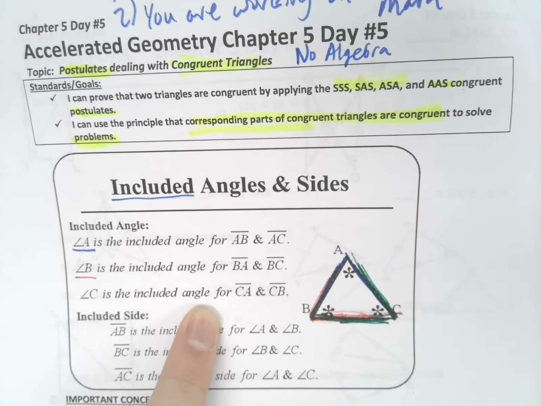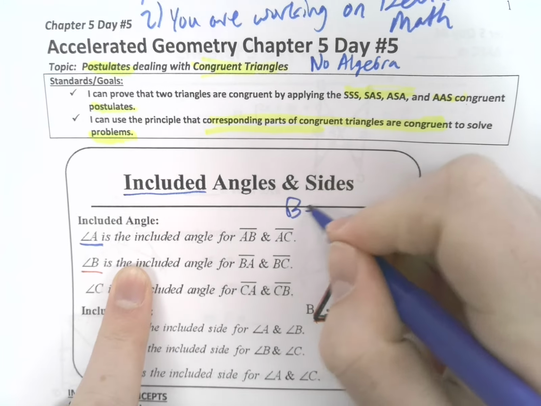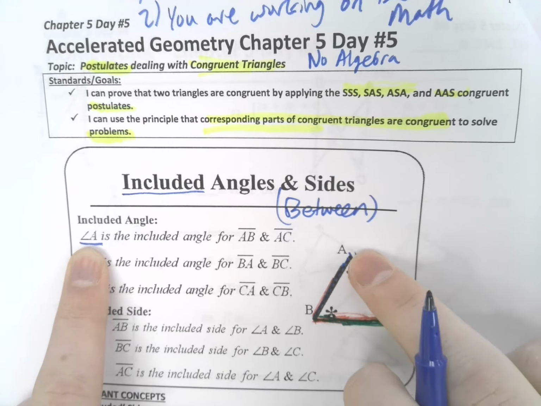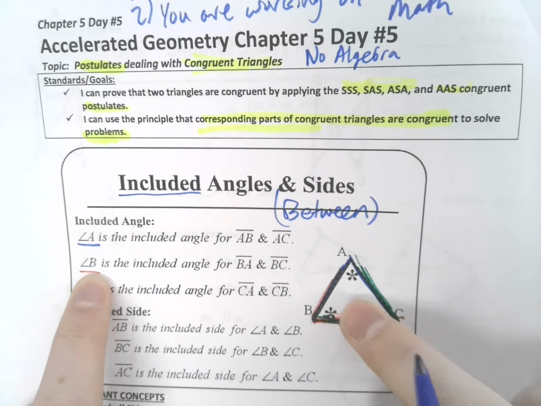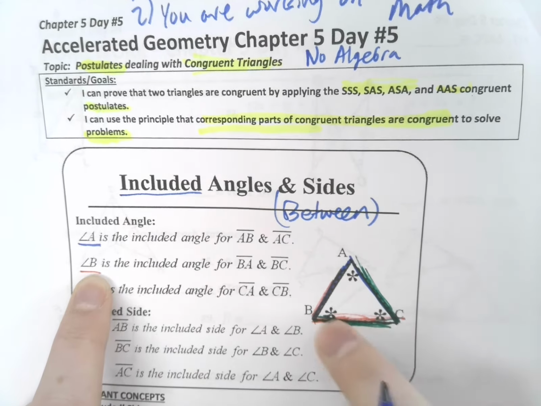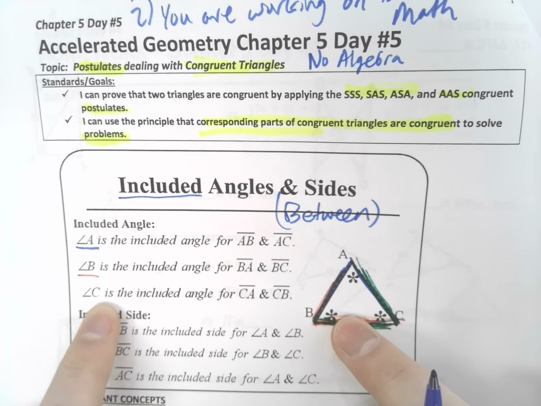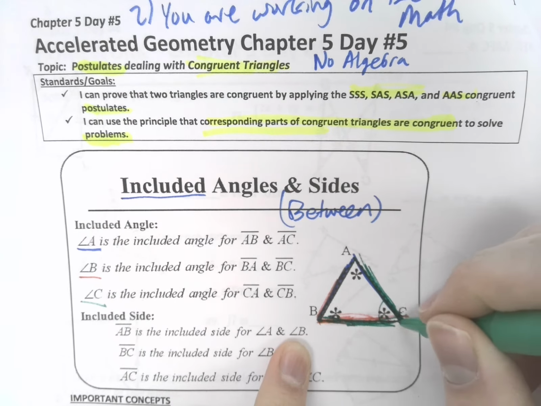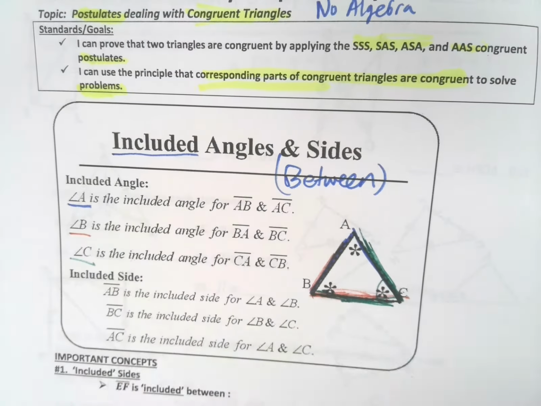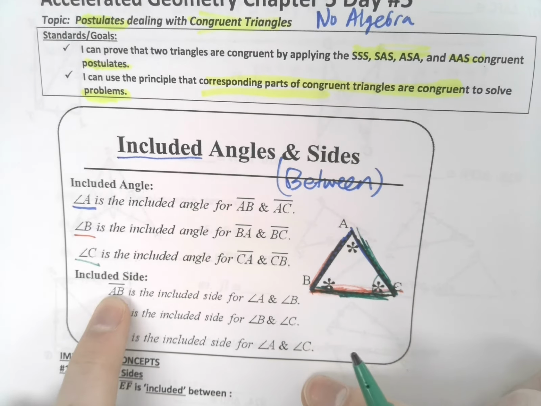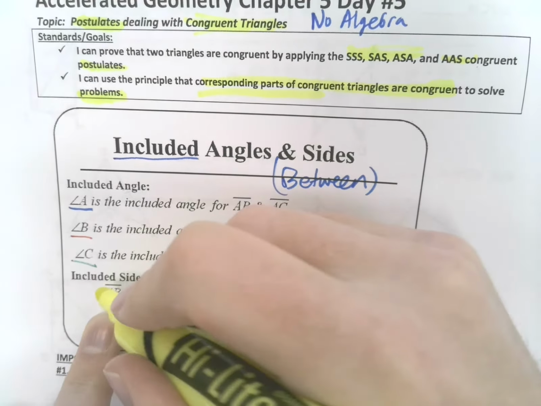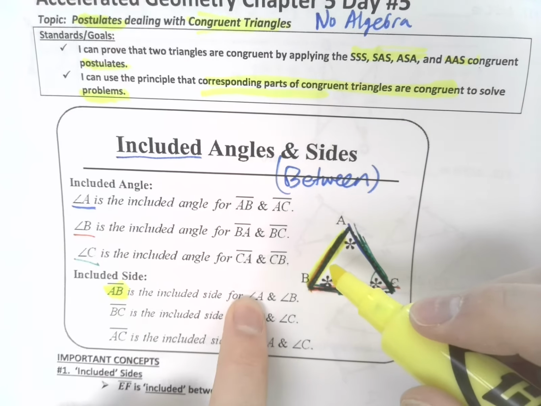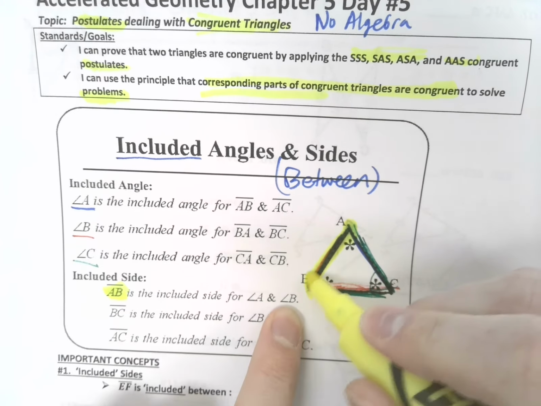In other words, when we say included, we mean between. Angle A is between AB and AC. Angle B is between BA and BC. It's like the axis of it. And angle C is between CA and CB. And the same goes for sides, guys. Line segment AB is between angle A and angle B.